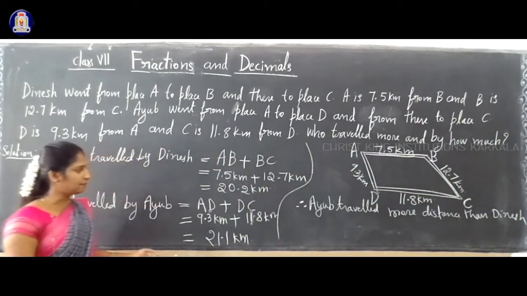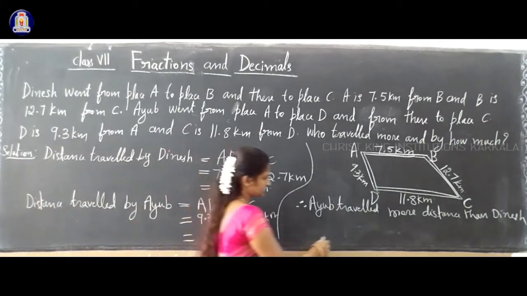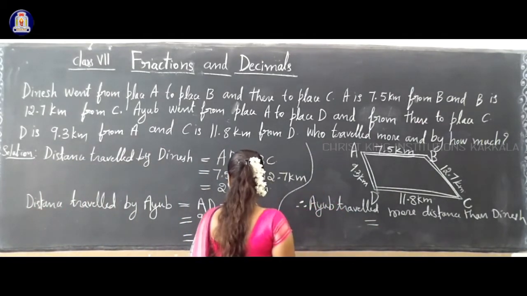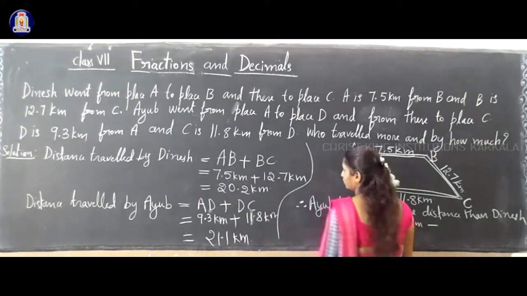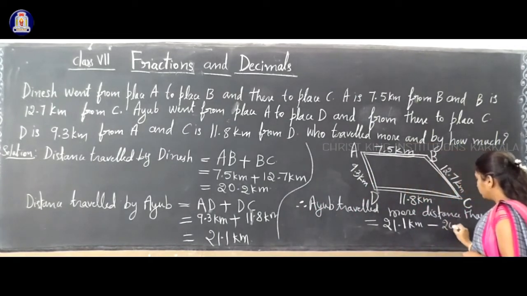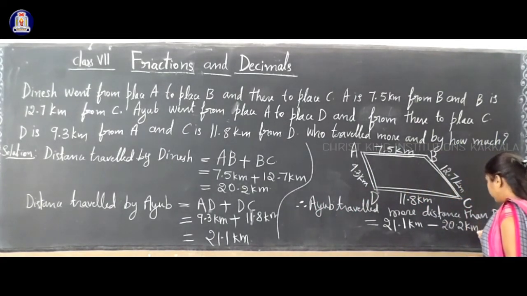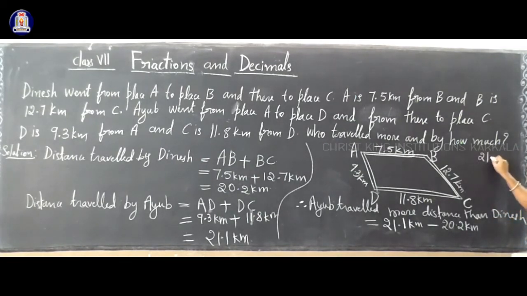Means you have to subtract. Compare here. By how much? 21.1 kilometer, from this you have to subtract 20.2 kilometer. You will find the difference. So 21.1 minus 20.2 kilometer. Subtract 1 minus 2 is not possible, right? So go to 1, we get 11 minus 2. 11 minus 2 is 9.